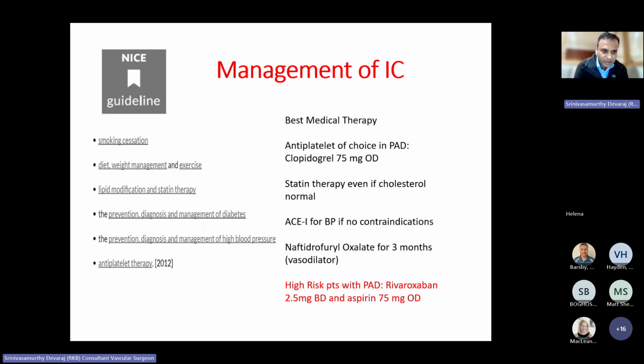Based on some new evidence from a randomized controlled trial a few years ago, when patients have high risk features associated with peripheral arterial disease, the high risk features being a previous history of myocardial infarction or a stroke, then they're considered high risk and they would benefit from a combination rather than clopidogrel. They would benefit from rivaroxaban 2.5 milligrams BD and aspirin 75 milligrams once daily for lifelong. This is rather new evidence.